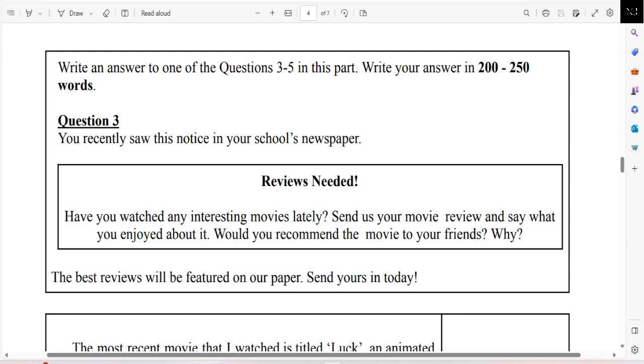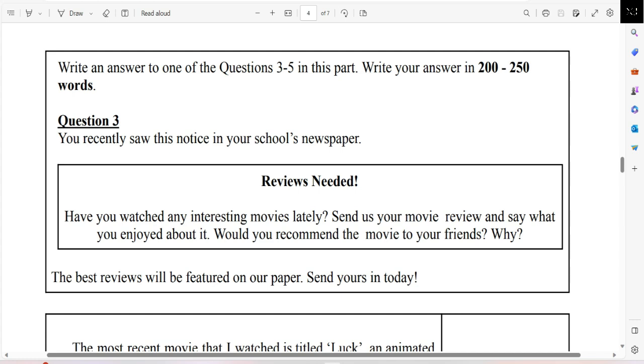So let us look at the instructions. Write an answer to one of the questions 3 to 5 in this part. Write your answer in 200 to 250 words. You recently saw a notice in your school's newspaper. Reviews needed. Have you watched any interesting movies lately? Send us your movie review and say what you enjoy about it. Will you recommend the movie to your friends? Why? Take a look at this instruction in particular.